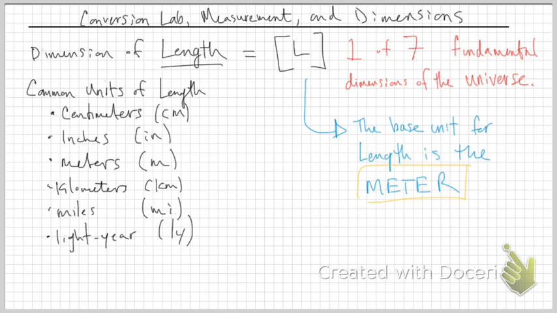The length dimension is one of 7 fundamental dimensions of the universe, and it has one of the 7 fundamental units associated with it. That associated unit is the meter. As an example, the other of the main 7 fundamental dimensions that we will look at soon is time. The fundamental unit that corresponds to the dimension of time is the second.